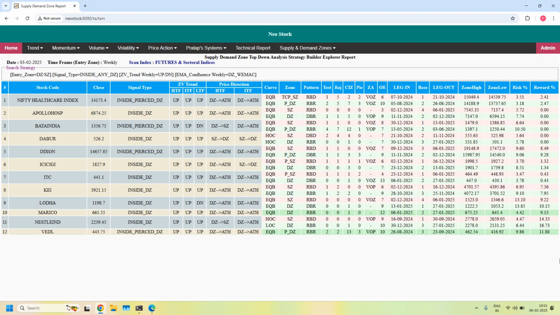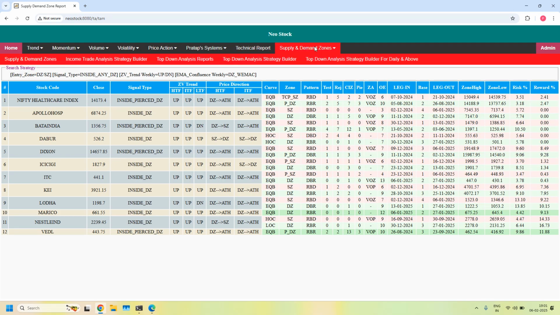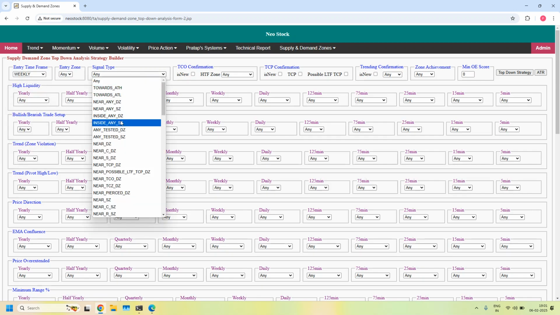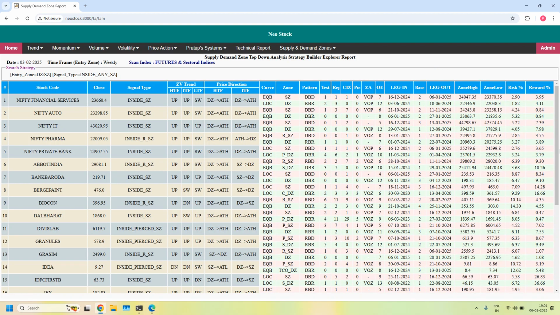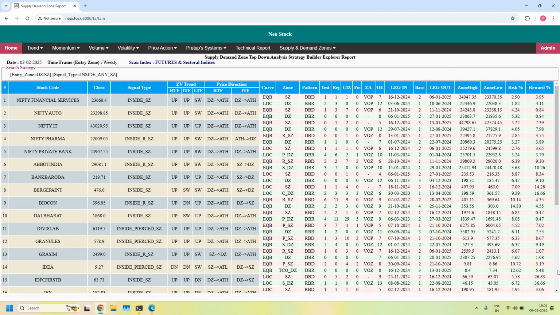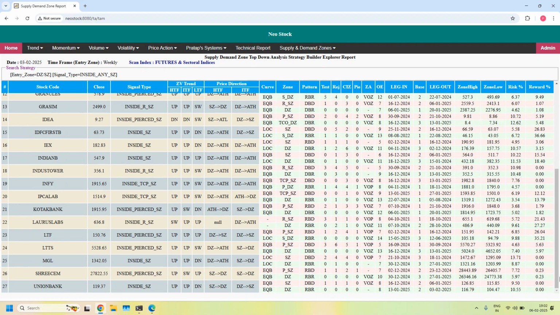So this is about the weekly price closed inside the weekly demand zones. Next, weekly time frame, price closed inside the weekly supply zone. We got 27 stocks. These are the first 15 stocks. I am scrolling the list down. So total 27 stocks are filtered.